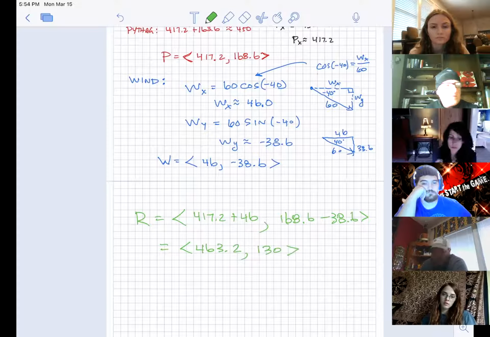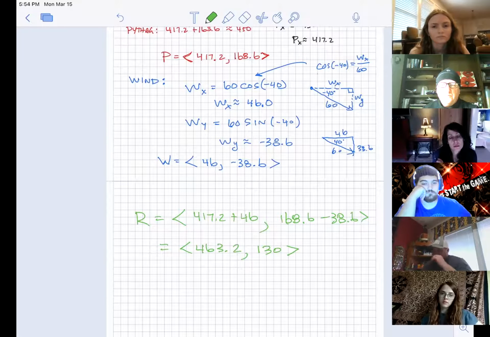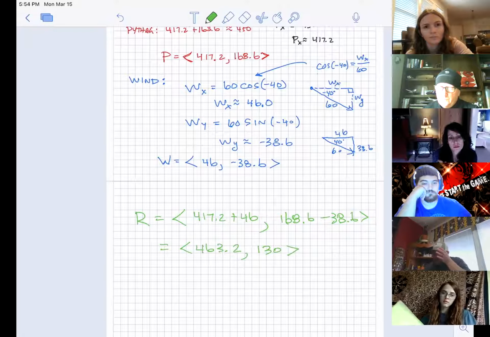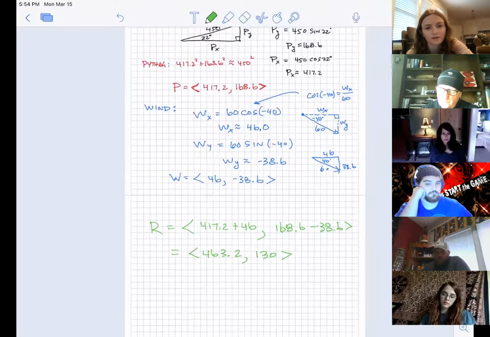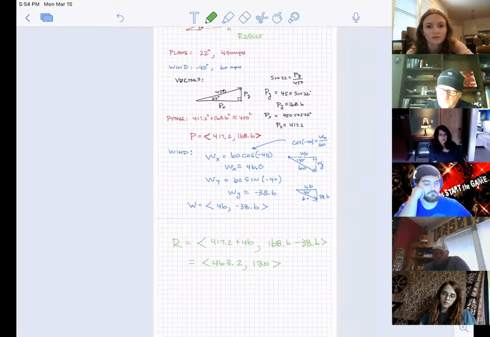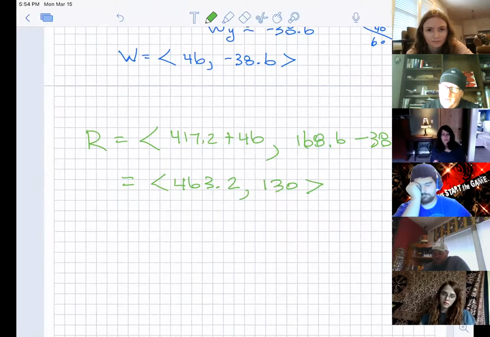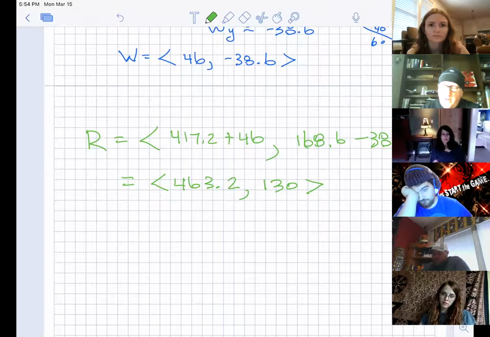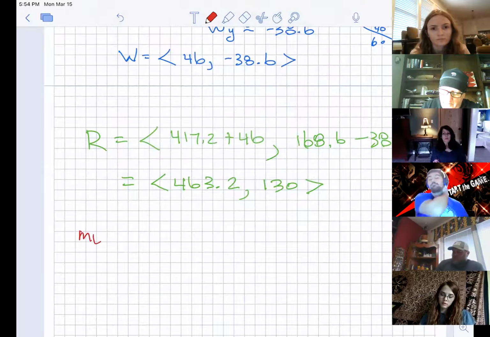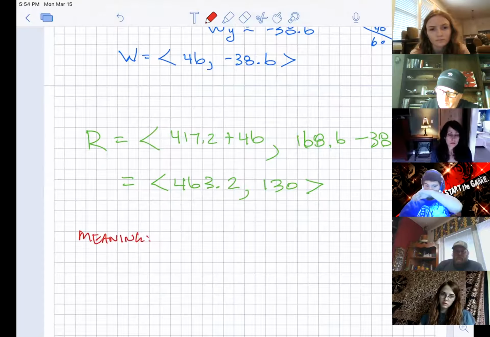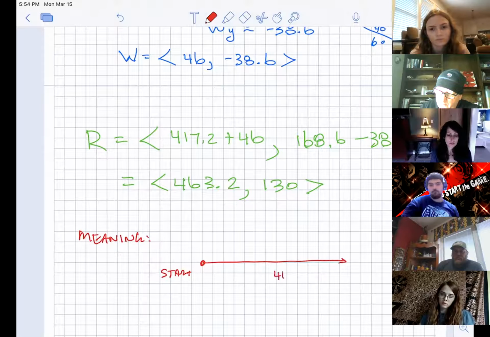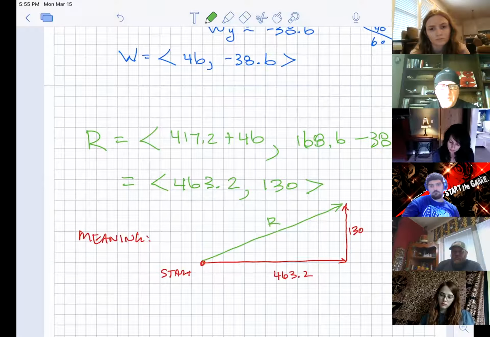Do you understand what that's saying? Again, I got this right without law of sines and cosines. That's kind of cool. The result is saying that the plane is going to be blown off course by that amount. That's how the plane's actually going to fly. It's trying to fly at 22 degrees, but this is what it's actually telling us. The plane, although it started here and started flying, is actually going to go, if you will, right 463.2 and up 130. So we now know the result. That's the same as that picture I drew earlier.